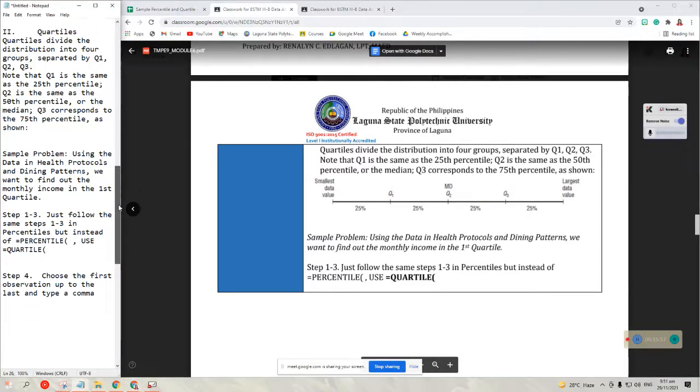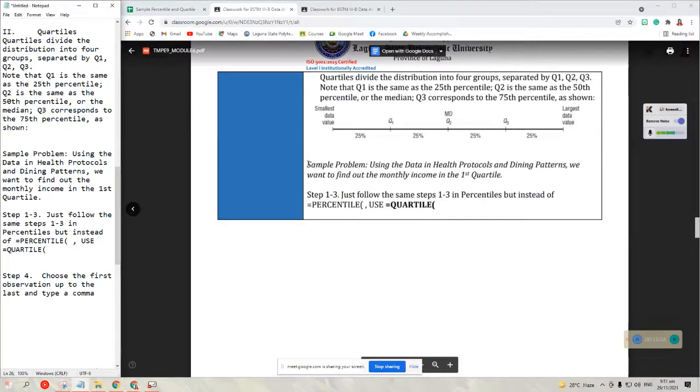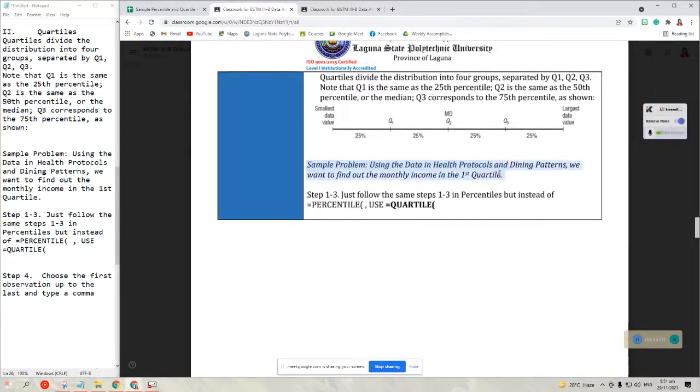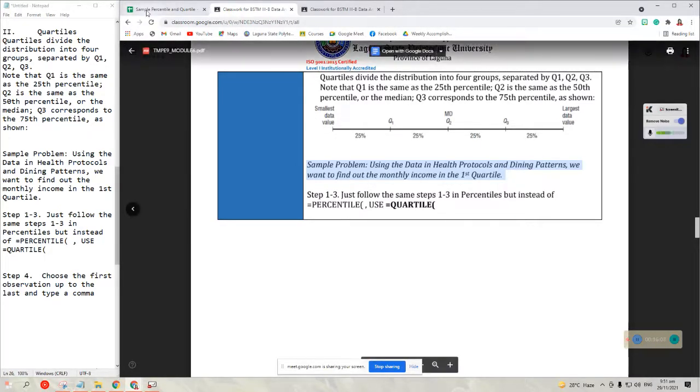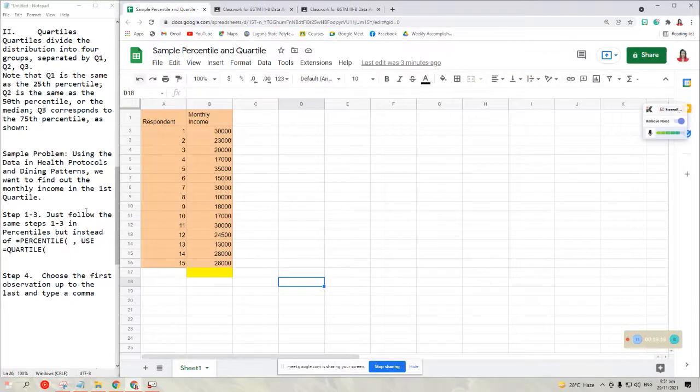Dun po tayo sa sample problem. So, sample problem natin, yun pa rin. Using the data sheet in health protocols and dining patterns, we want to find out the monthly income in the first quartile. So, ang gagawin lang po natin, napakadali. Follow steps 1 to 3 in percentiles, but instead of our formula for percentile, ang gagamitin po natin ay itong formula na to. Equal, quartile, open parenthesis. So, ang target natin ay value sa first quartile.